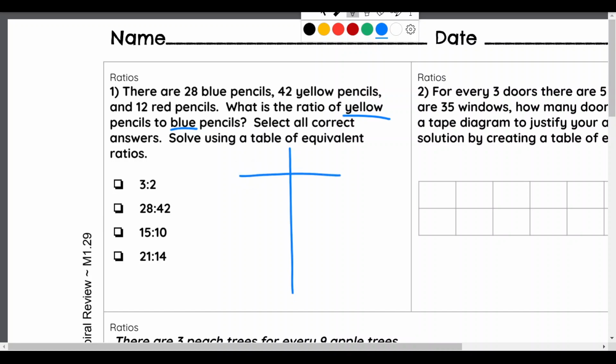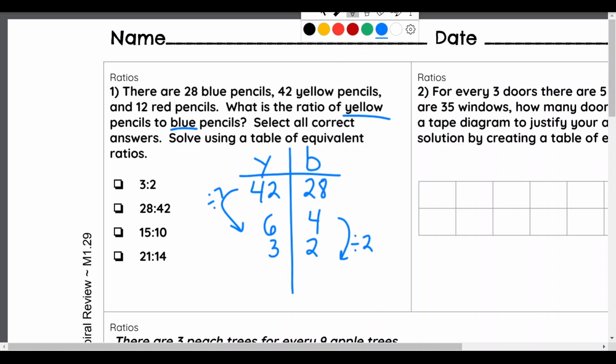So here is my table. I've got yellow and blue, and yellow is 42, blue is 28. First thing I notice when I look at the 42 and 28 is they are both divisible by 7. So I will divide by 7 and have 6 to 4. And the next thing that I notice is 6 and 4 are both divisible by 2. So I will divide both of them by 2 and have 3 to 2.